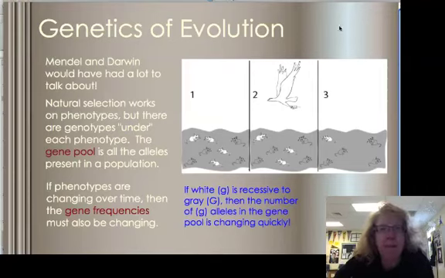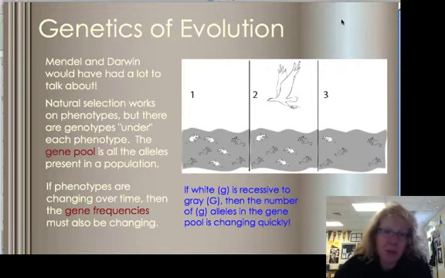So first of all, what's going on? Just to recap, it's true that Mendel and Darwin never met one another. In fact, they didn't really live at the same time. But if they had, they would have had a lot to talk about, because their two works really go hand in hand with one another. Genetics certainly explains a lot of what's going on with natural selection, and natural selection explains a lot of what's going on with genetics, for that matter.